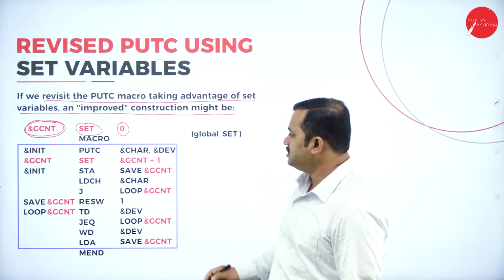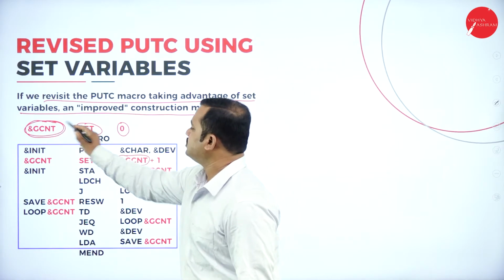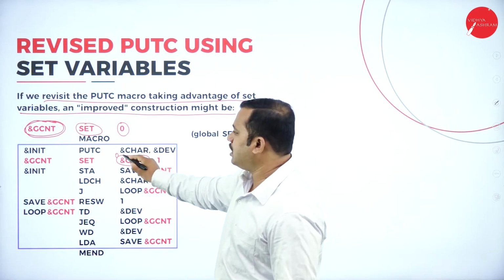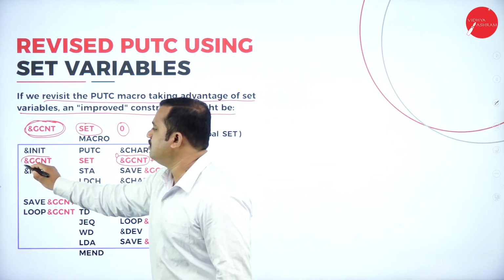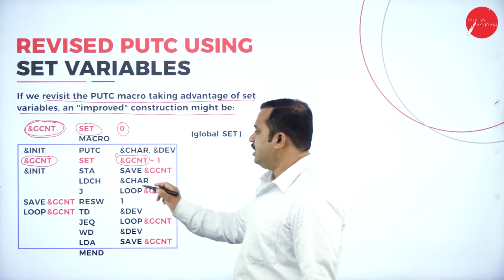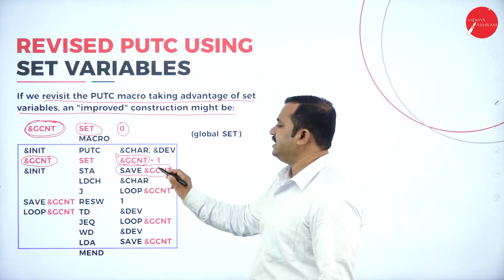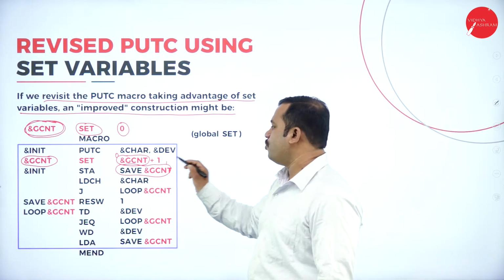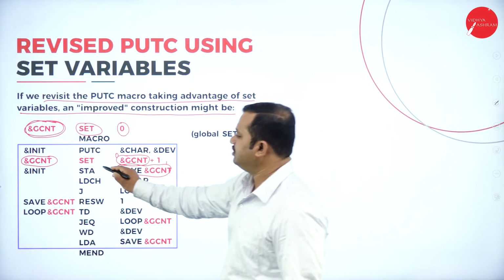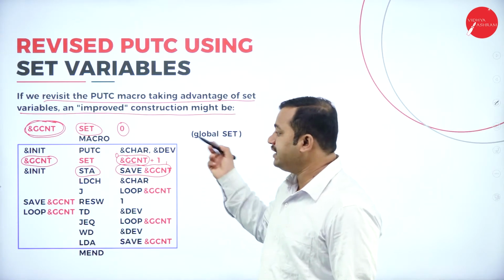If I use the set variable ampersand GCNT, what is the value associated with it? 0. Then in this place, this becomes 0. 0 plus 1 becomes 1. What is the value being set here? Ampersand GCNT is incremented by 1, so it becomes 1 now. Save ampersand GCNT. What is the value going to be saved? 1, that is 0 plus 1 is set here. Then it is going to be saved in the STA, that is store accumulator.